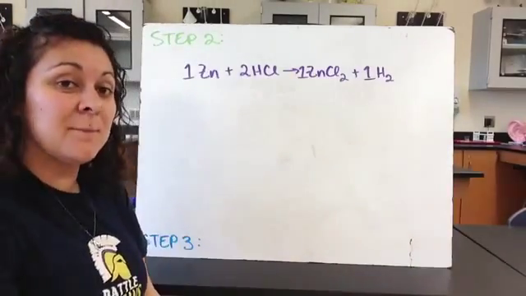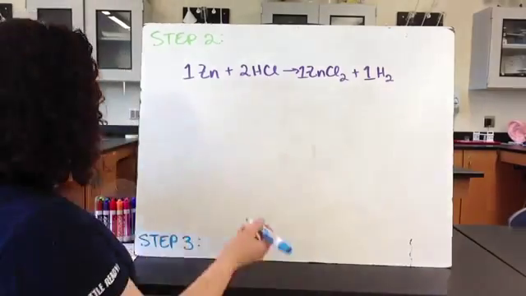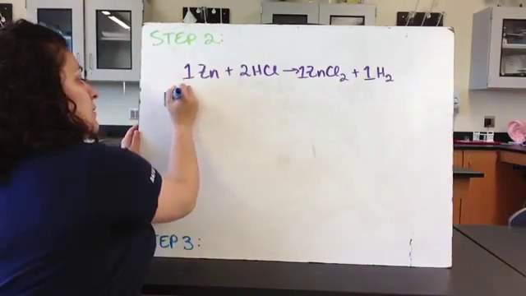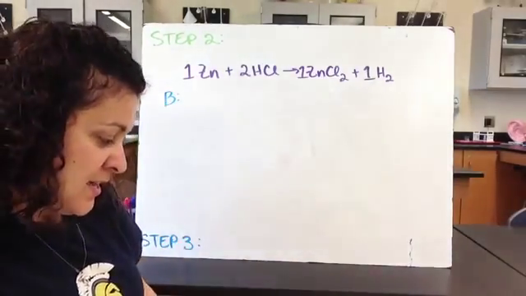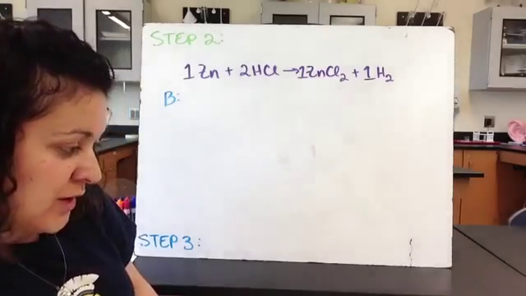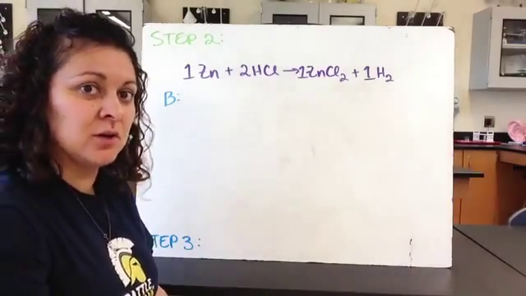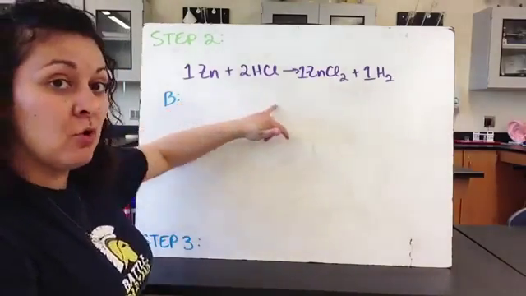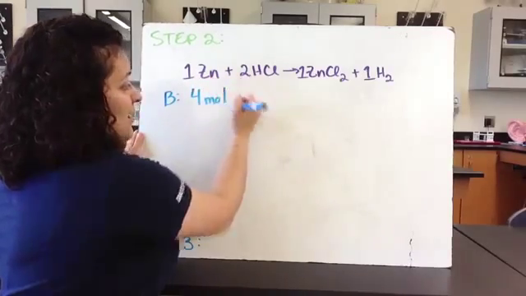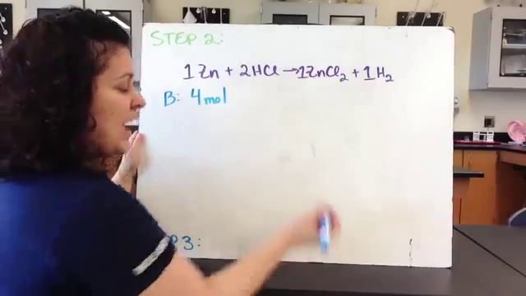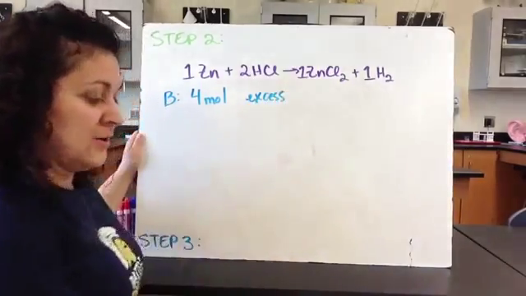Step 2 is where we're going to compare the number of moles that we have. We're going to put them into our BCA table. So remember that B stands for before. So we'll have to look back at our problem. It says, how many moles of each product will you create if you have 4 moles of zinc and excess hydrochloric acid? So in our before row, we're going to put 4 moles of zinc. And then we know we have excess hydrochloric acid.